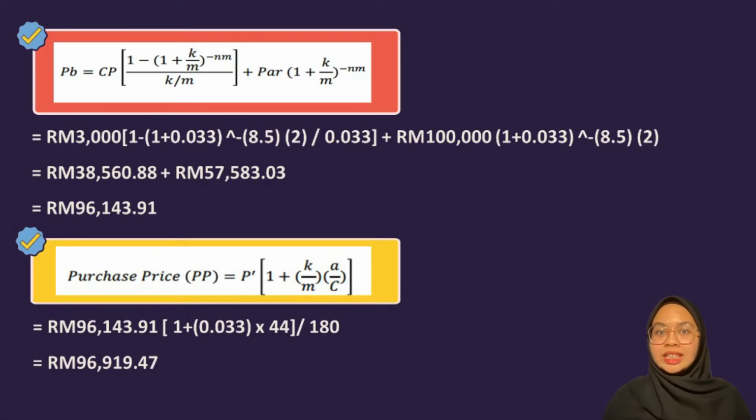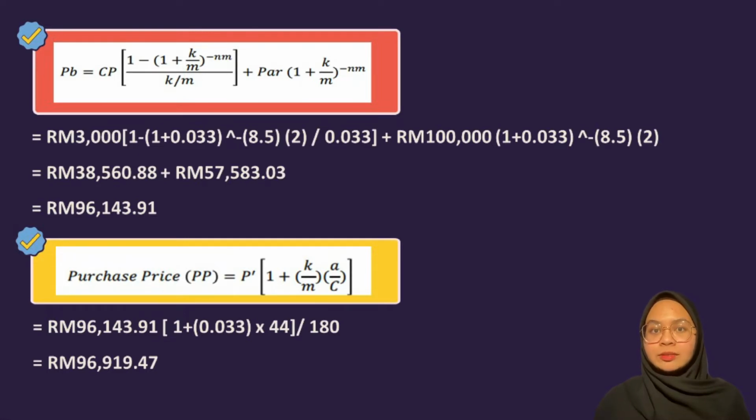So, you need to key in the numbers into the formula. CP is 3000, K over M is 0.033, negative NM is negative 17. So, from the formula, you will get 38,560 ringgit 88 cent plus 50,583 ringgit 3 cents, equals the prime price of 96,143 ringgit 91 cent.